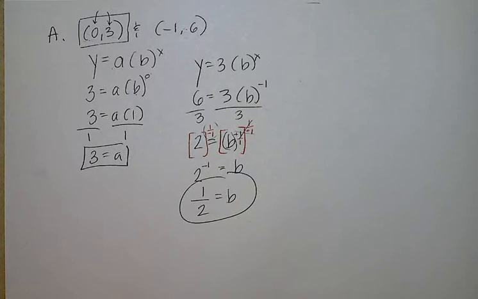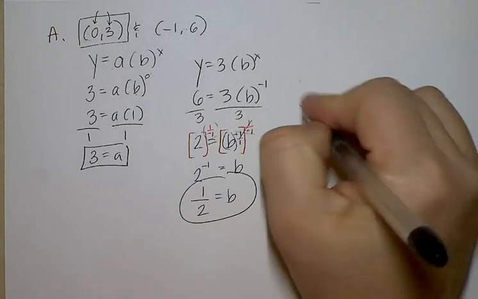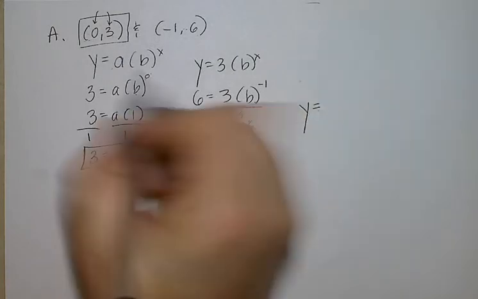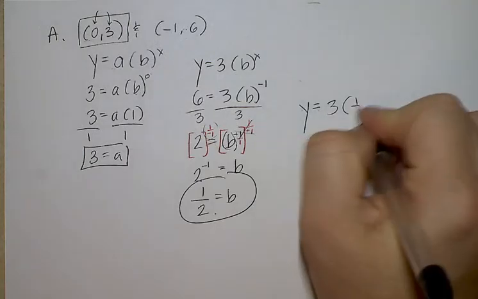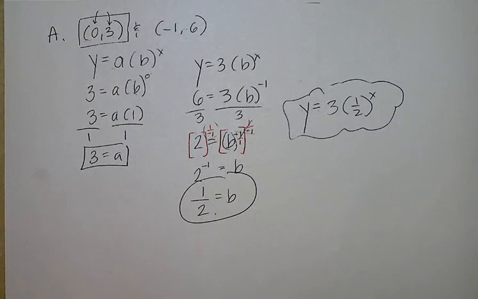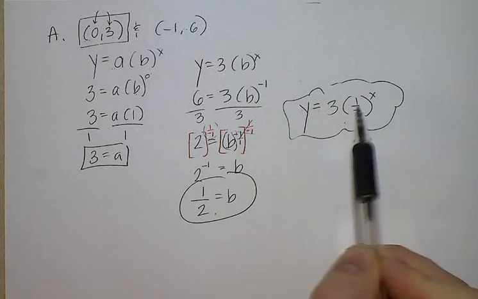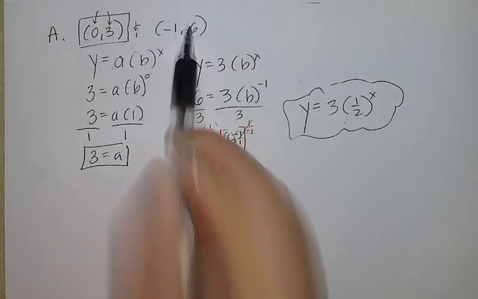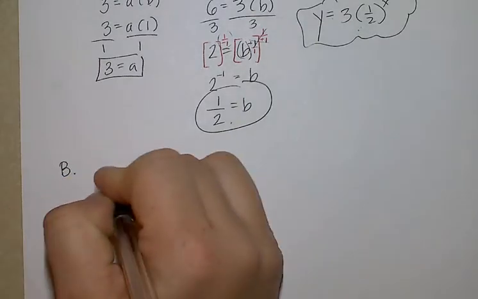Once you have a value for A and a value for B, we write our final answer: y equals A times B raised to the x. So this is an exponential function that passes through the given 2 values. Go on to part B.